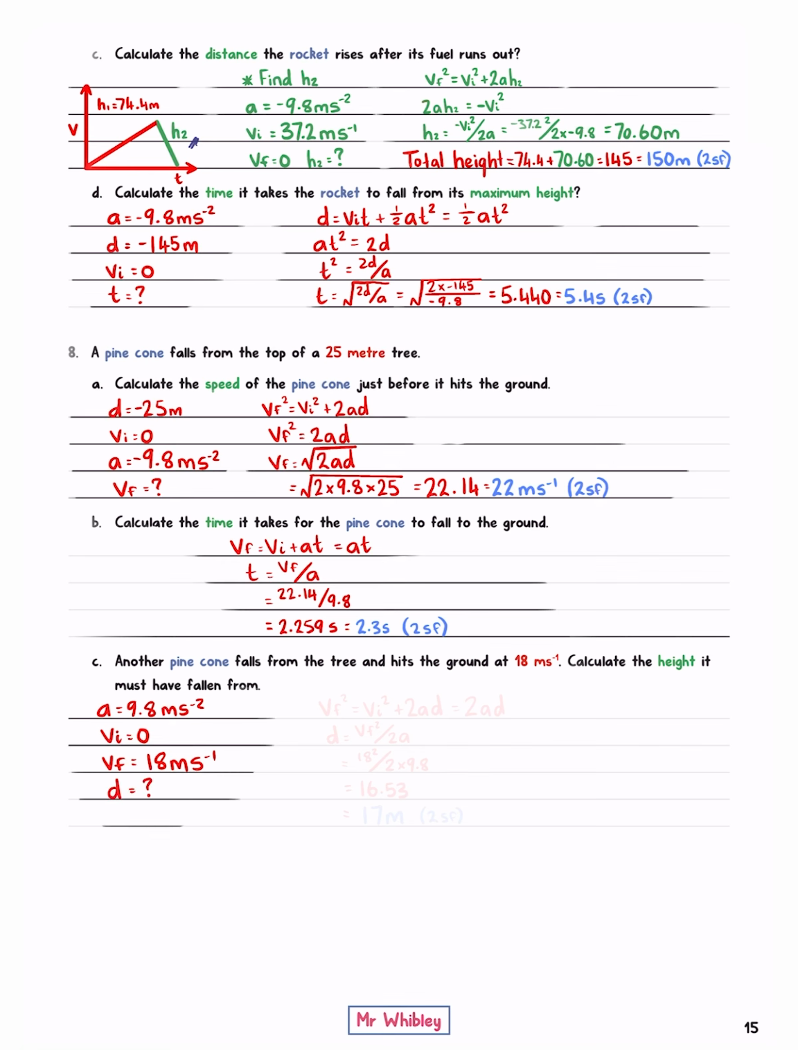The quantity we don't have and don't care to find is time, so we can choose the equation without it. Knowing that vi is 0, this simplifies to 2ad, solving for our distance by dividing both sides by 2a, putting our numbers in, gives me 16.53, or 17 meters to two significant figures.